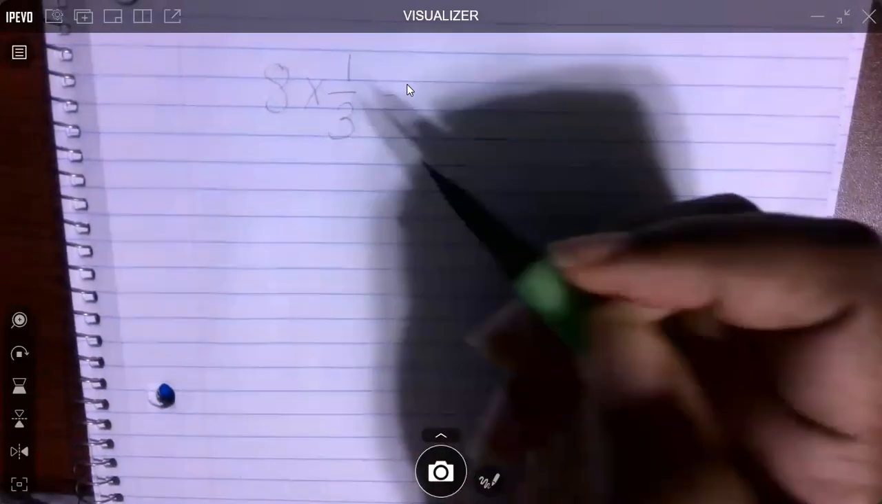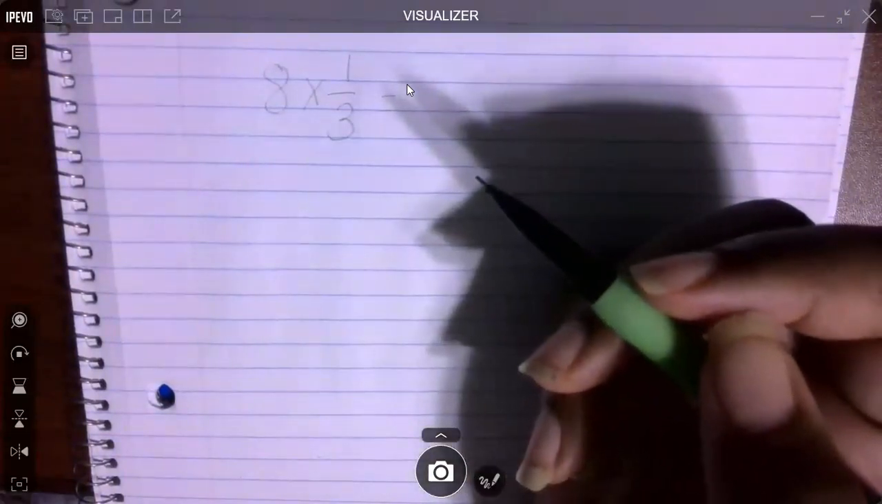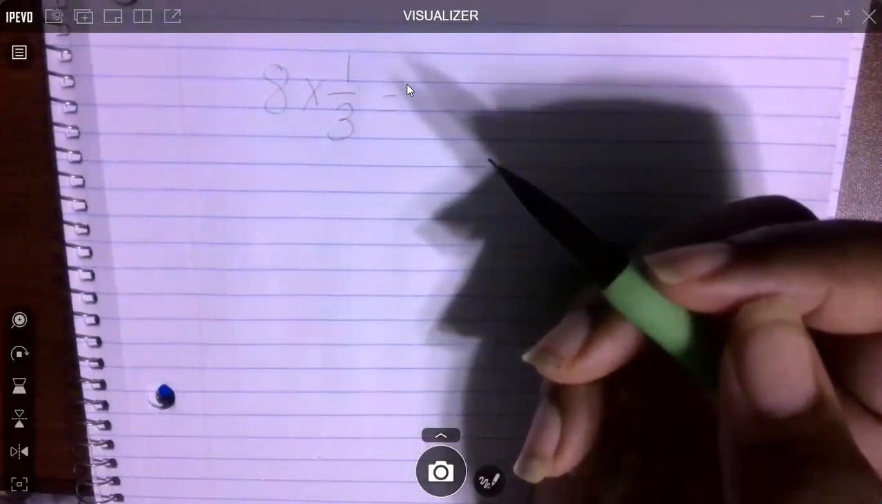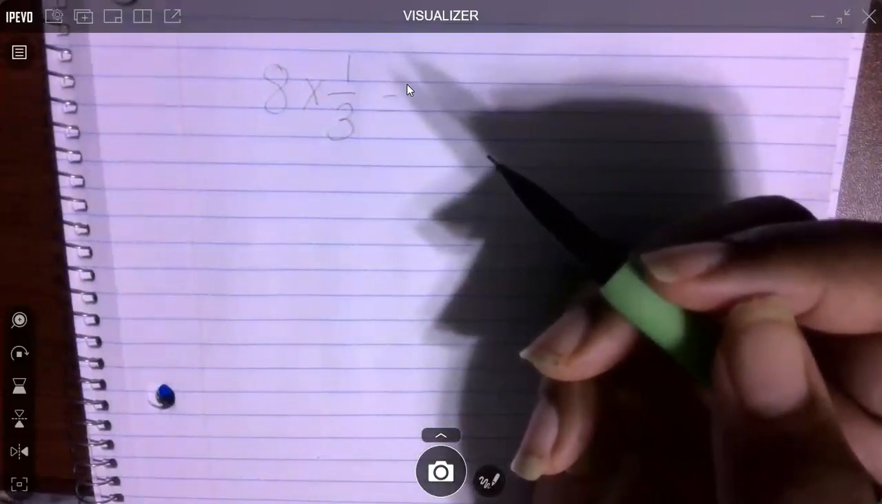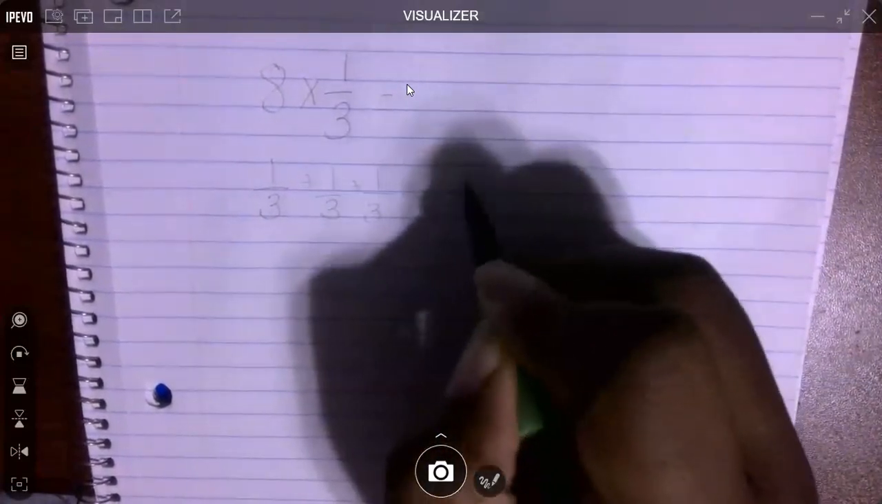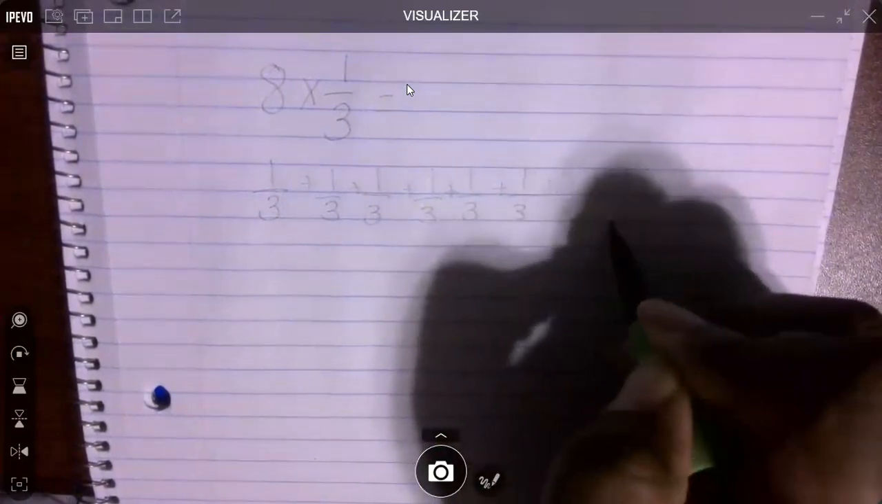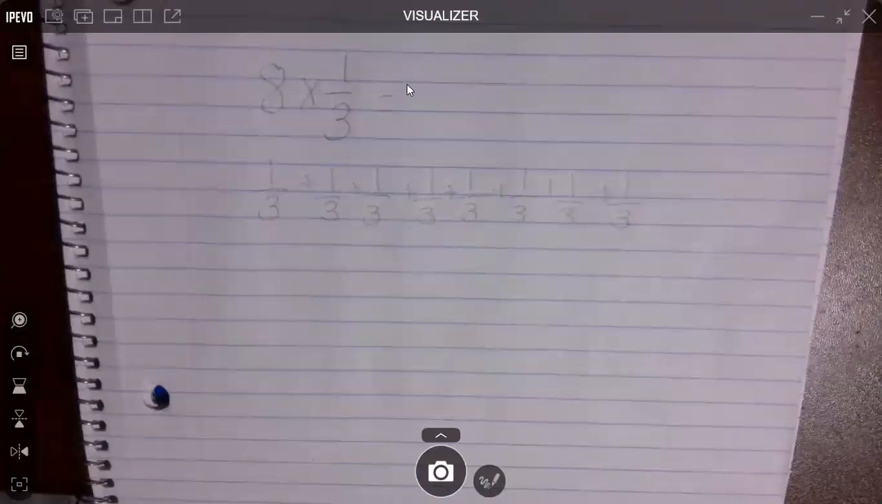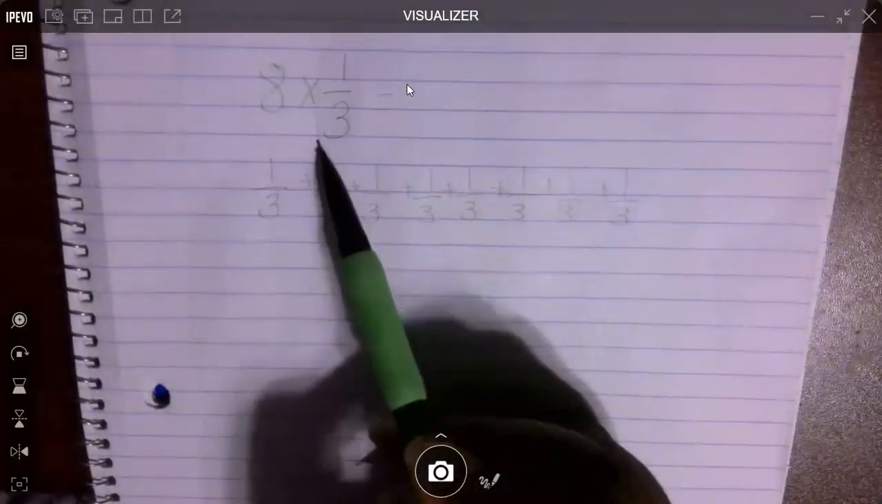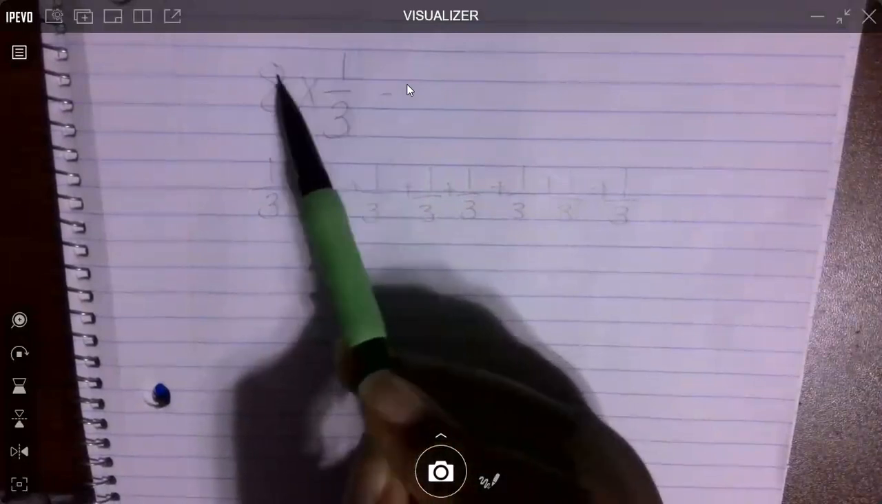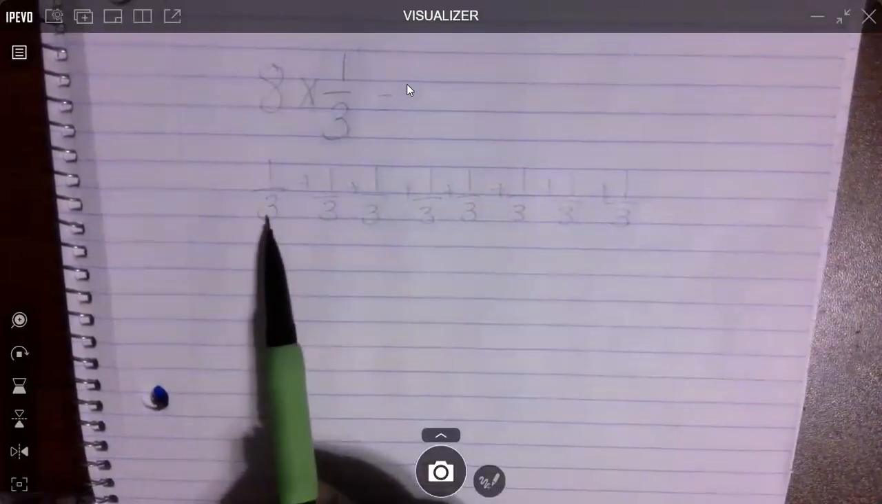The first strategy is what I like to call our third grade strategy. When we were in third grade, we learned that multiplication was really repeated addition. So we could solve this problem by adding 1/3 eight times. When we look at this, we need to see what's being repeated: 1/3, and our whole number is how many times it's being repeated. It's being repeated 8 times.